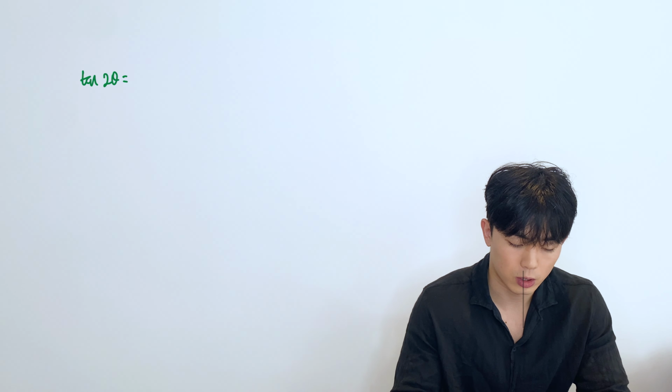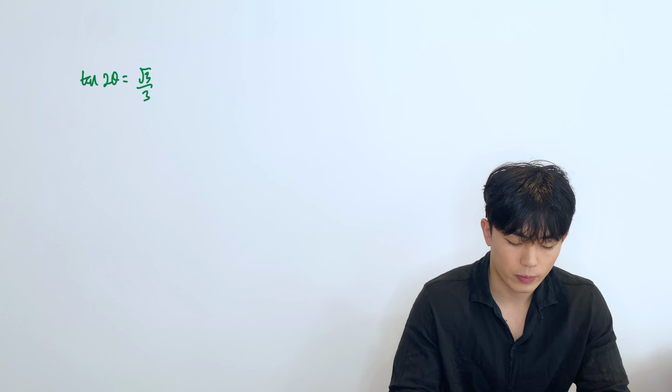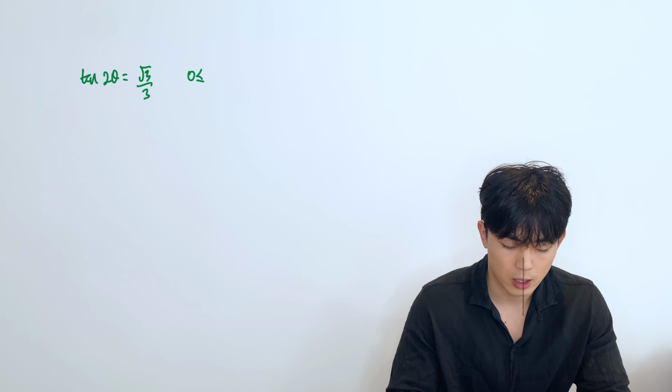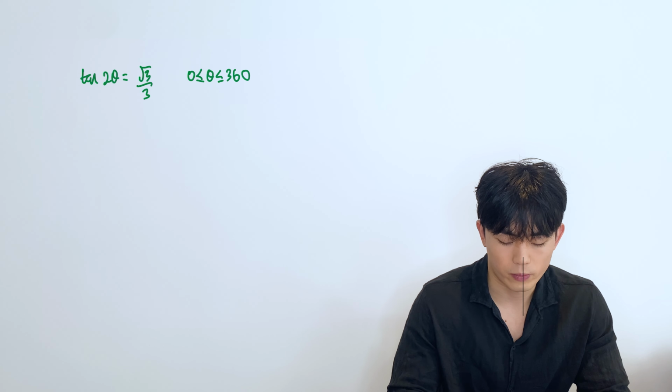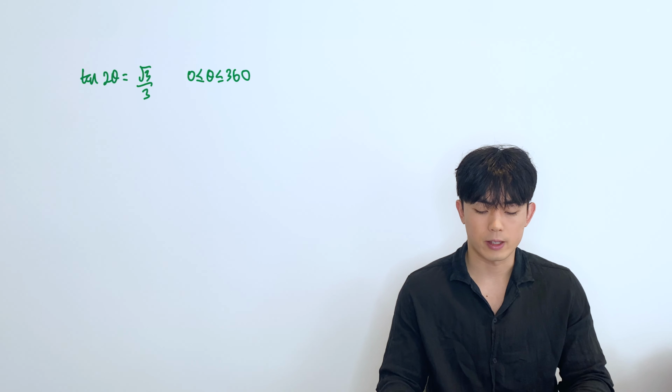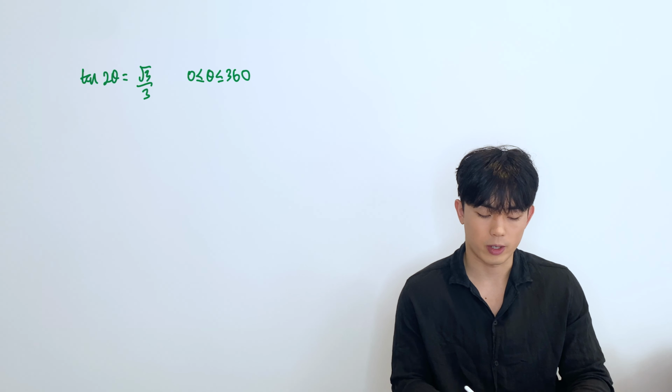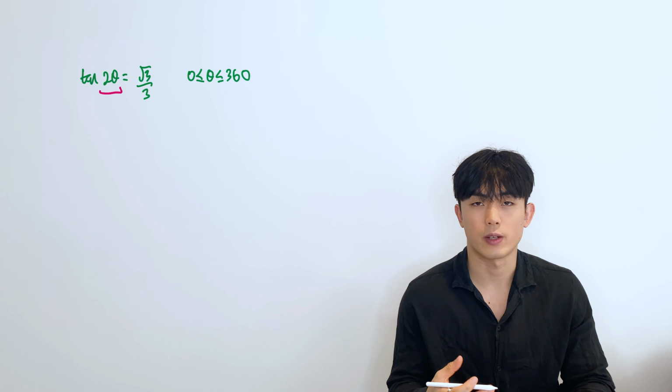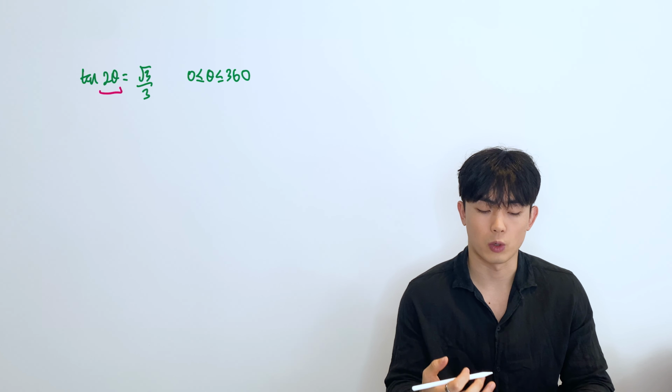Right, let's try something more difficult. So let's say we have tan 2 theta is equal to √3/3. Okay, and theta is between 0 and 360. Right, so the moment that we see in a trig term anything other than theta, we have to include a step before we do inverse tan.